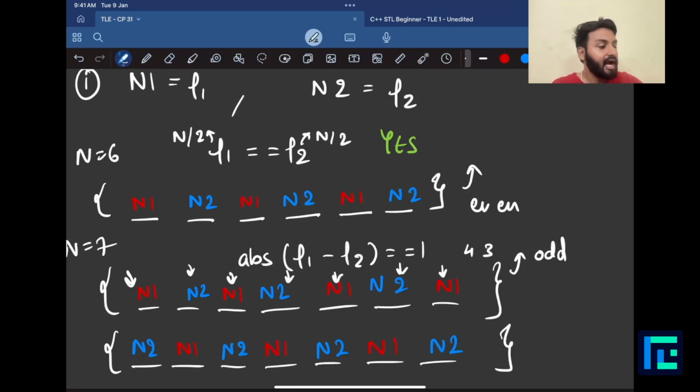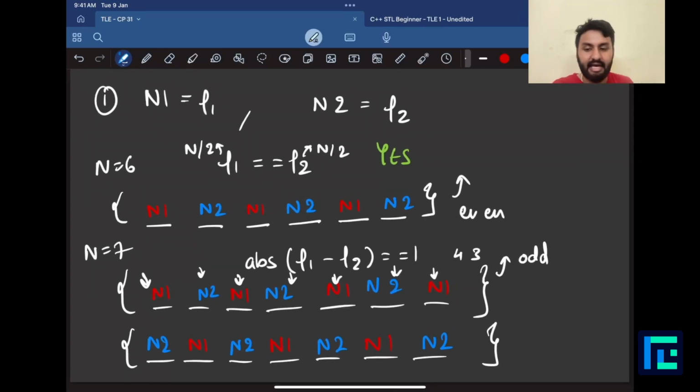Yes. And counteracting this case, if n1 had a frequency that's actually less than n2 by only 1, that is f2 is let's say 4, the case is swapped basically.